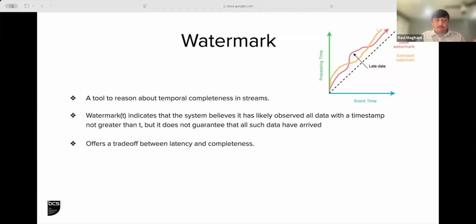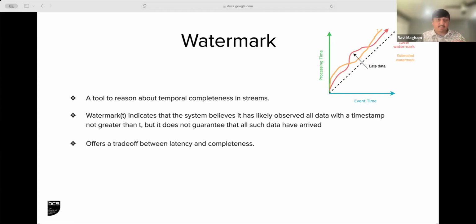So at any point in time, a watermark T would indicate that all the data up till timestamp T is being processed by the system. And anything after that is up to how each framework would want to handle that. Some systems drop the data. Some systems give you retractions and additions, retraction support, which would allow you to get a callback when late data arrives.